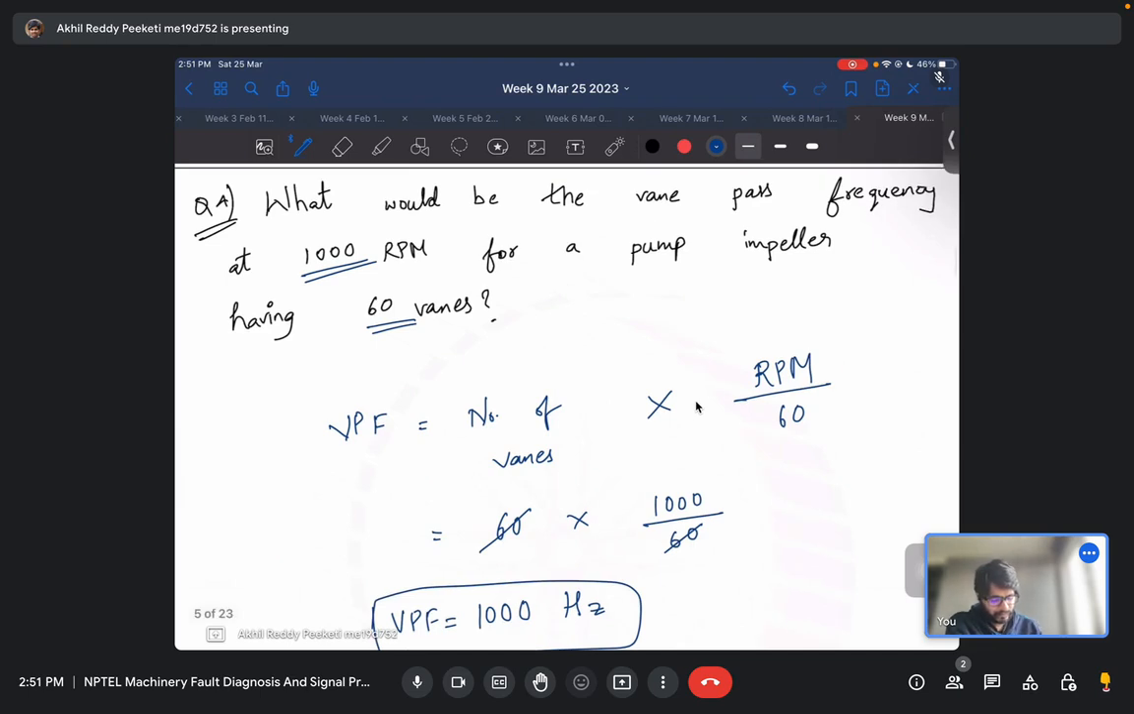So this is the formula for the number of vanes. This is the same as the first question, but the numbers are different.